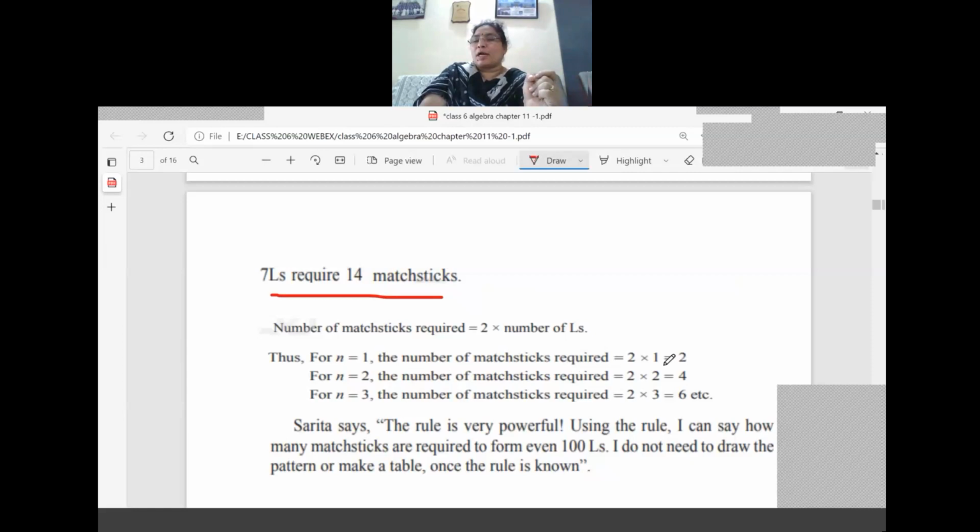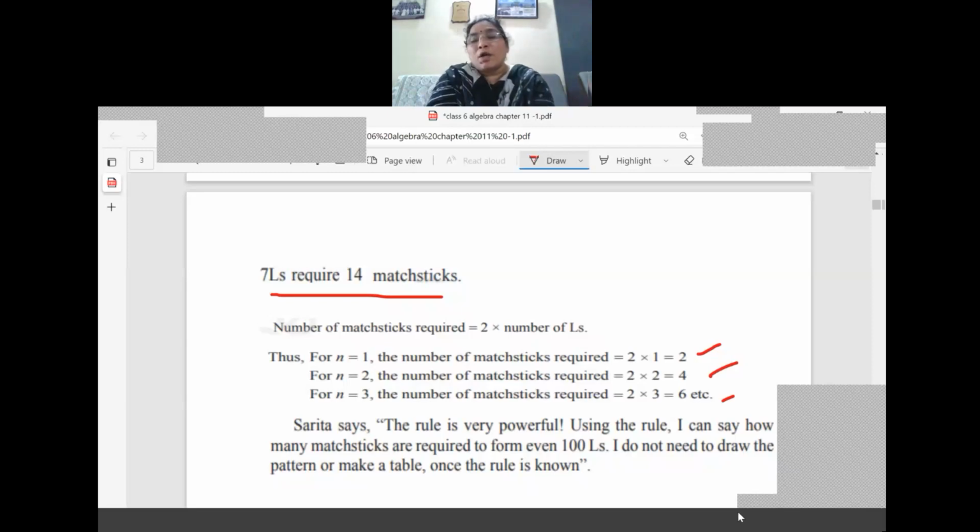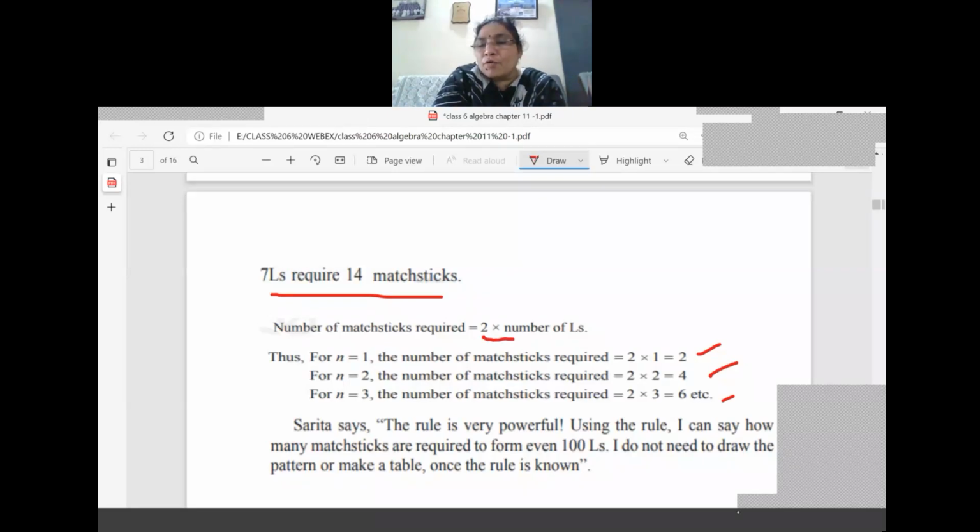For n equal to 1, what is the answer? 2 into 1 equal to 2. N equal to 2, it is 2 into 2 equal to 4. N equal to 3, 2 into 3 equal to 6. What is the conclusion you see now? The rule is very powerful. Using this rule, I can say how many matchsticks are required to form even 100 L's. I don't need to draw the pattern and make a table once the rule is known. What is the rule we got? 2 into the number of L's.